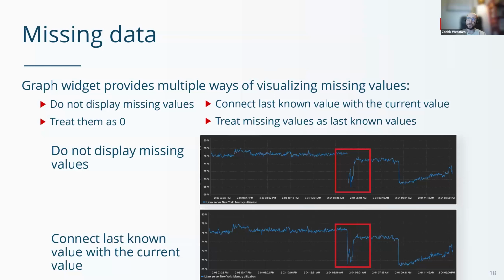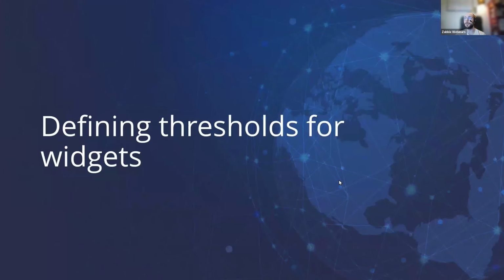Another nice feature for graph widgets is how we handle missing data. How do we want to display it? There are 4 settings here. We can choose not to display the missing values, treat them as 0, connect the last known value with the current value, or treat missing values as last known values. As you can see over here, 2 examples. Do not display missing values, where we have a gap for the missing value, and connect last known value with the current value, where that gap is filled with a connection. You can see that over here. So once again, we can choose how we display our data.